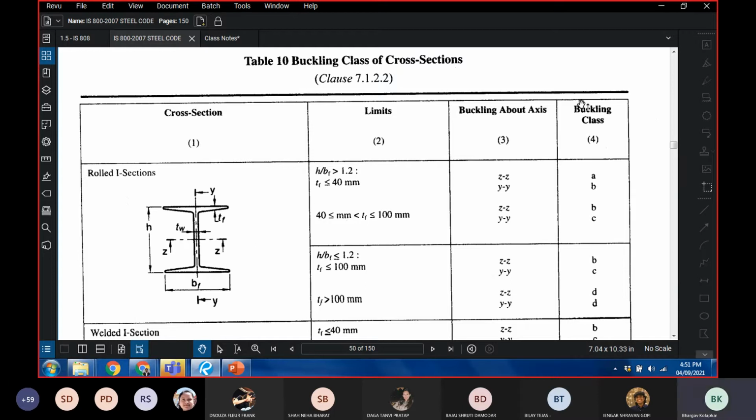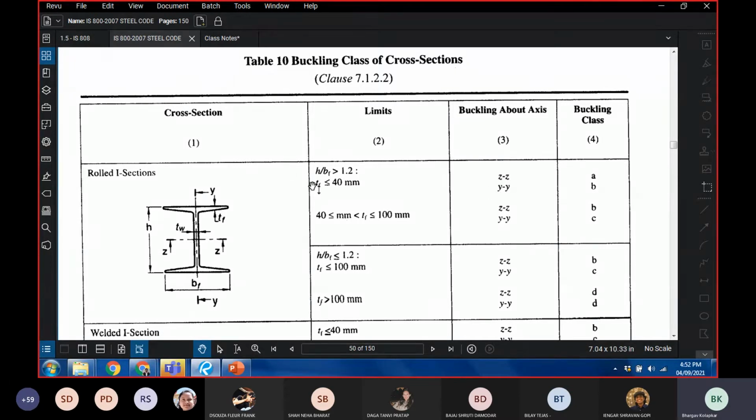The buckling class depends upon the cross-section dimensions. H is the total depth of the section. BF is the width of the flange. The first thing we do is calculate H upon BF. If this is greater than 1.2, and at the same time TF, which is the thickness of the flange, is less than 40 mm, then the buckling class is A about the major axis, which is the Z axis, and it is B about the Y axis.